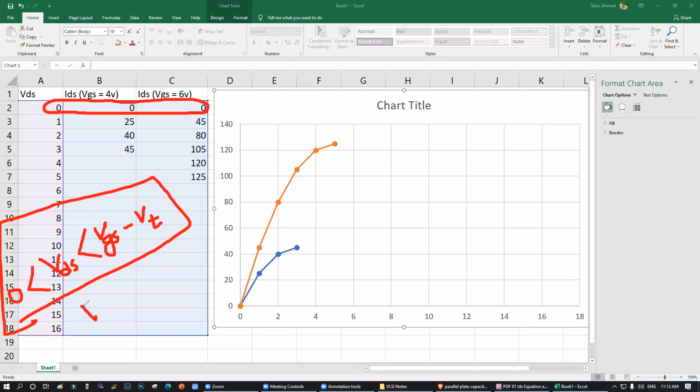When your VDS is more than or equal to VGS minus VT, that time your linear equation is not valid. That time you have to use your saturation region equation. Got my point? You have to use a saturation region equation. Okay, everyone. Yes, sir. Okay.